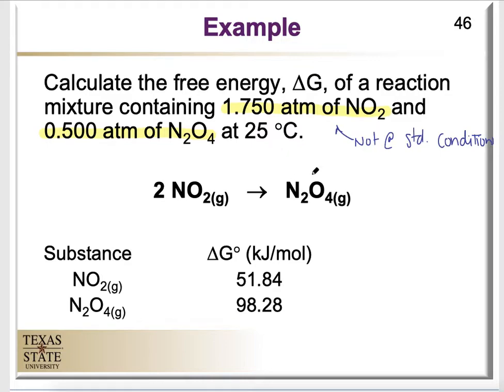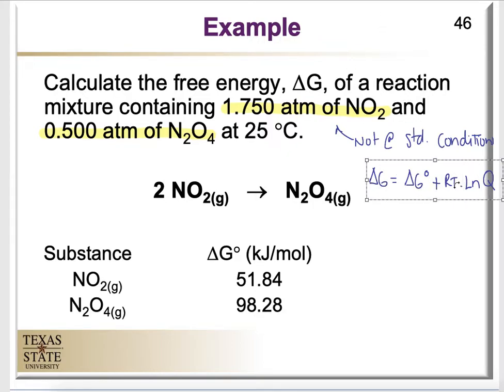All right, so how are we going to deal with this? Well, we said in the previous slide that we could calculate the Gibbs free energy at not standard conditions by utilizing the equation that says that delta G is going to be equal to delta G at standard conditions plus RT times ln Q. Right, so that's the equation that we're going to utilize.